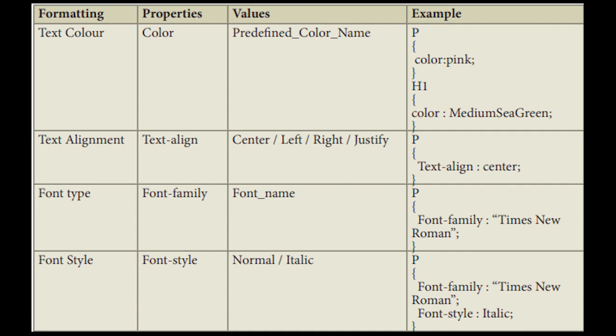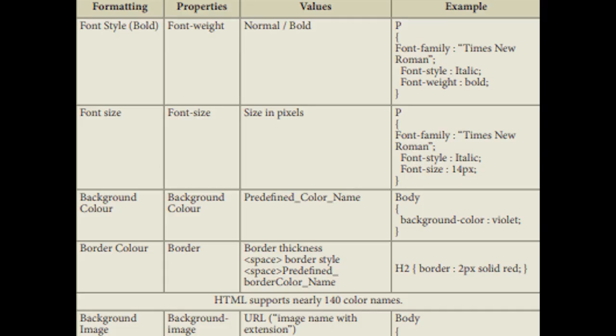The next one is font style. If you see the properties, text-align means in between text and align you will have a hyphen. Font-family means in between font and family you will have a hyphen. Font-style also you will have a hyphen. In font-style we'll have normal or italics. If you want italics, you can give italics. If you want normal, you can give normal. The next one, font style bold, that you give as font-weight. Font hyphen weight. Here the value is bold.